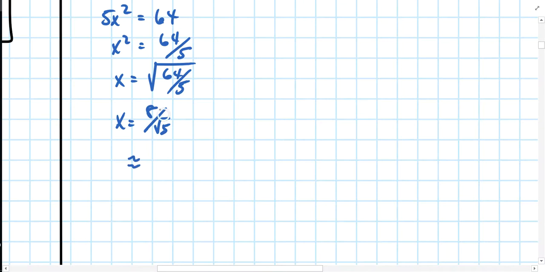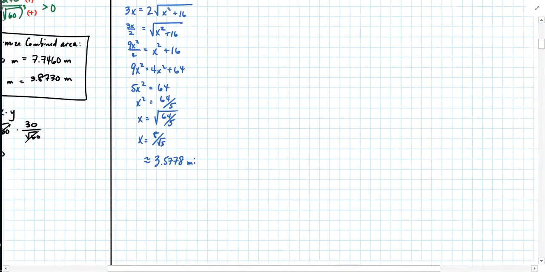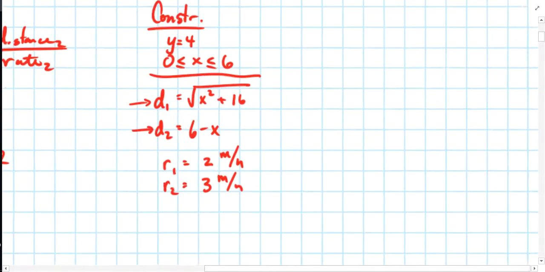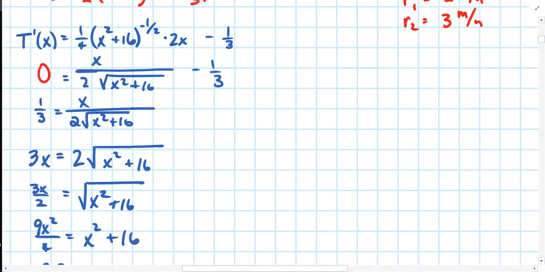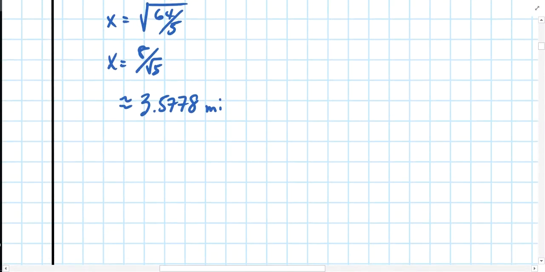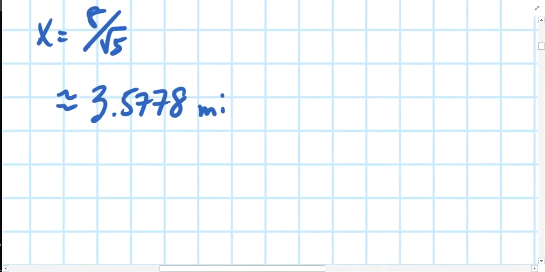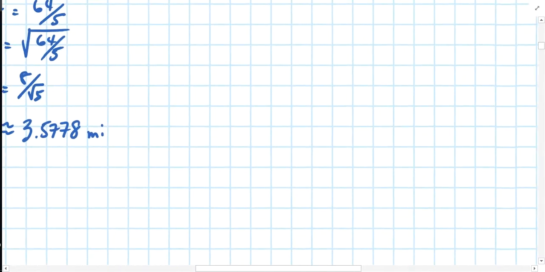And as it turns out, 8 divided by the square root of 5, or when you have the rationalized result simplified, you're still going to get the same thing, which in this case is 3.5778. So this is a good sign because at the beginning we said that x should be somewhere between 0 and 6, and we think that the solution occurs right here at about 3.57 miles.